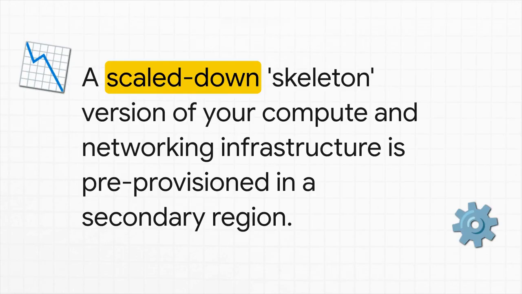Over here, we've already set up the core infrastructure. The networking is all there. But instead of a whole fleet of VMs, maybe we just have one tiny instance running in our instance group. It's that skeleton crew, right? It's ready and waiting, but it's not running at full scale, which is key to keeping our costs down.